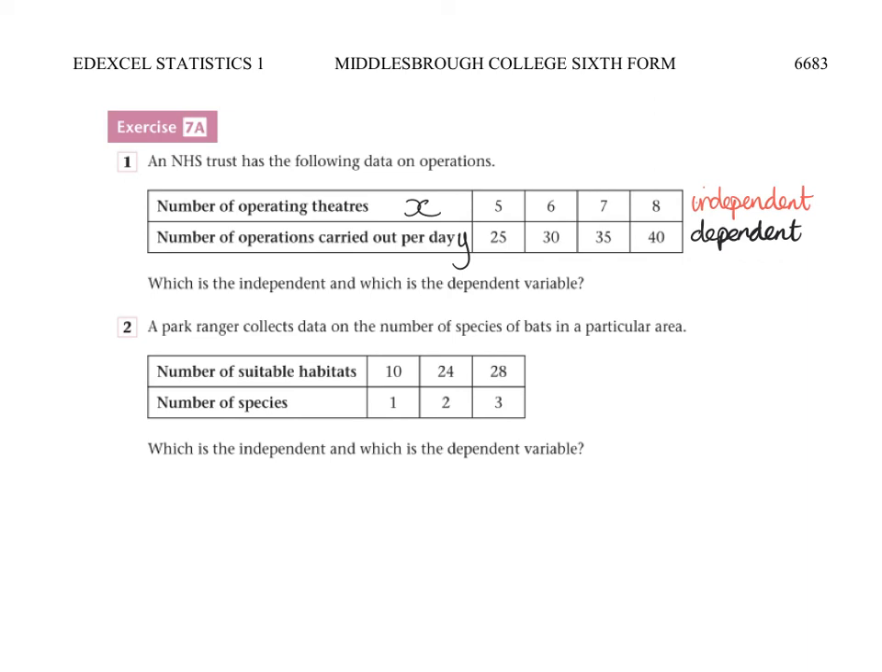A park ranger collects data on a number of species of bats in a particular area. So again, I would say that that's your X and that's your Y. Number of suitable habitats would be your independent, because the number of species depends on where they live or the suitable habitat. So this one is dependent.